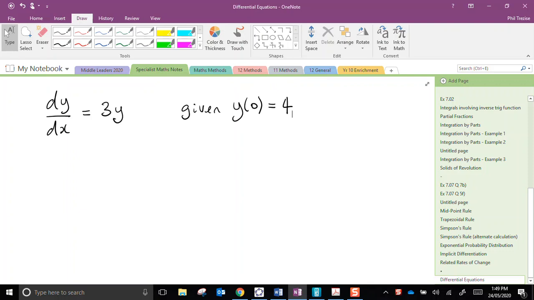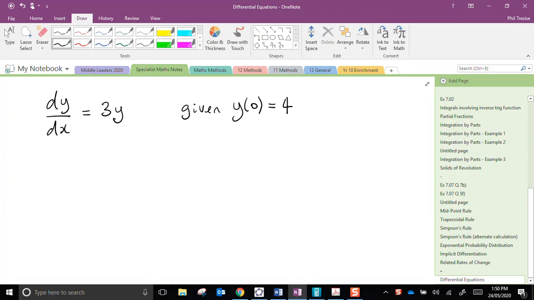So we've got a different sort of equation here. It's still a first order differential equation, but instead of dy dx being given as a function involving x, this time it's being given as a function involving y. So now we have to do a little bit more preparation before we solve by integration.